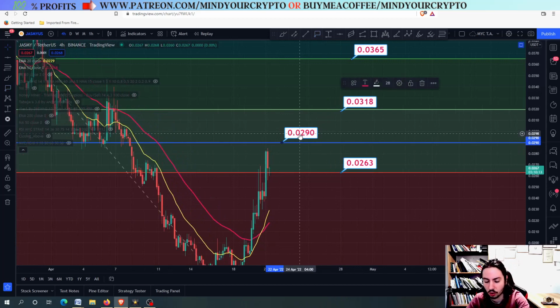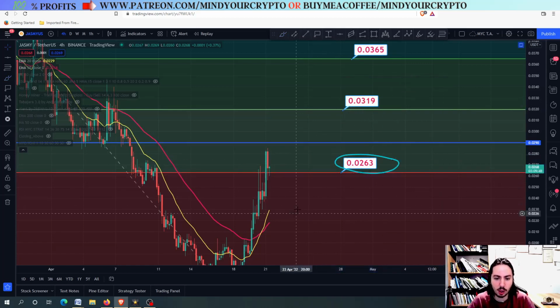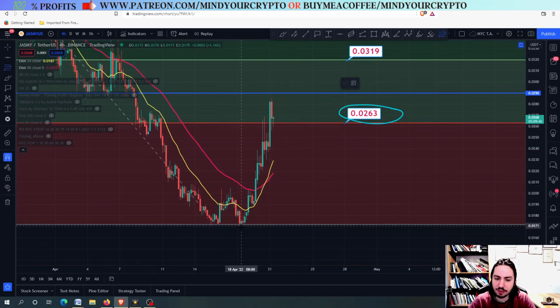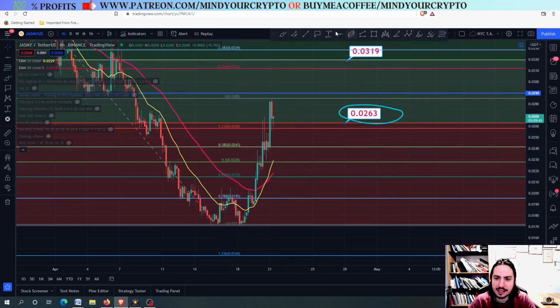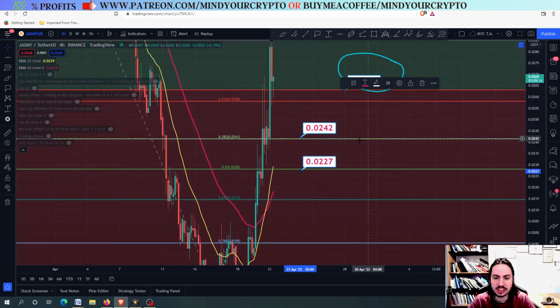What we want to see though is to hold the 0.0263. Now this is the most important support level in the history. No, I'm just kidding, but it is the most important support level for now for Jasmy. Okay, so we need to step above the 0.0263 and we can manage to pull it off probably to the 0.0318. If we lose this line and we close below this line right here, then expect a further drop for Jasmy, and then I think that we will be going down to the 0.024 and the 0.0227. Okay, these will be the major support levels right now.